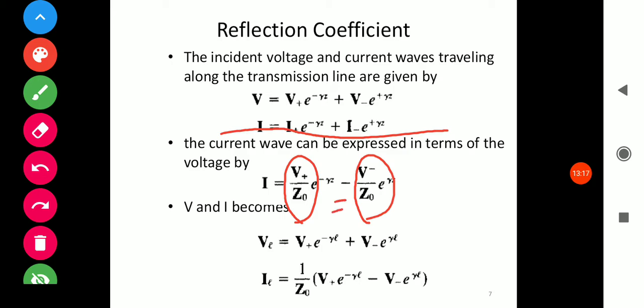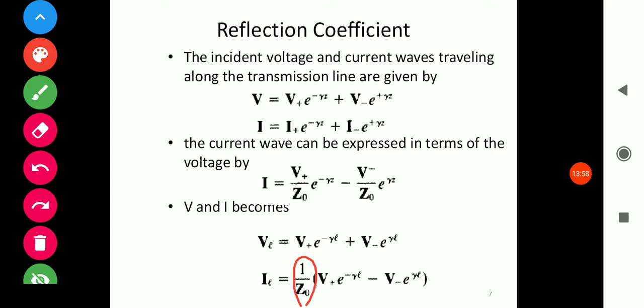Why is the minus term coming here? Because V minus is defined as a reflected voltage, so the current direction we mentioned is opposite. That's why we put a minus sign here for current. When we write the current in terms of voltage, we have to write in this direction. So now V and I become like this. If I take Z naught common, it will behave like this.